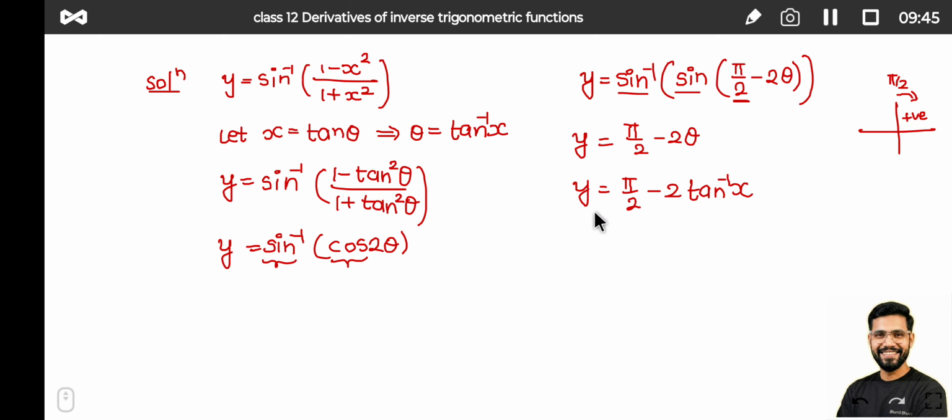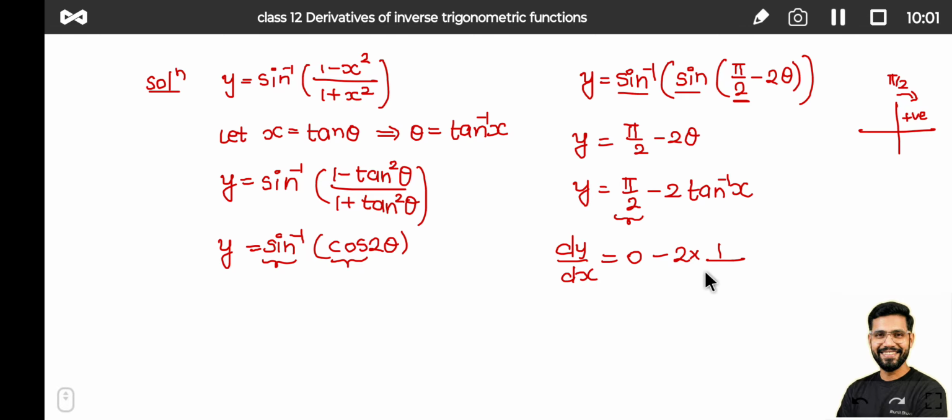So let's take the derivative of y with respect to x. So it will be dy by dx. On the right hand side, pi by 2 is a constant term, so derivative of a constant is 0, minus 2 as it is, into derivative of tan inverse of x, which is 1 upon 1 plus x square. So the answer will be minus 2 upon 1 plus x square. Look at the next problem.